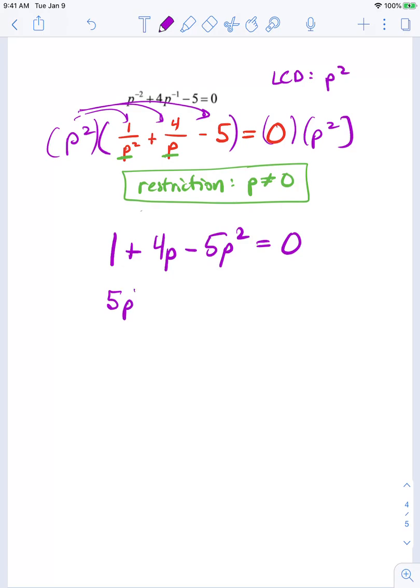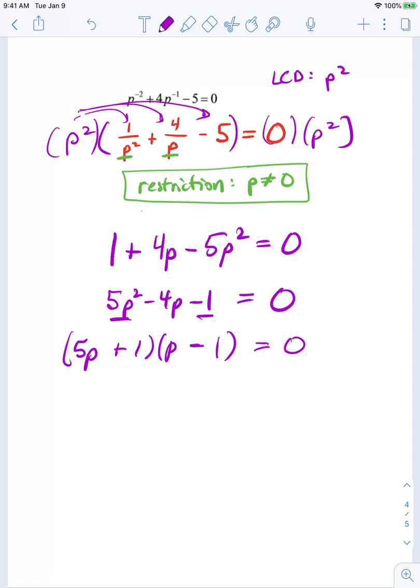Multiply through by negative 1. 5p squared minus 4p minus 1 equals 0. And then factor. 5p and p give me 5p squared, and 1 and 1 give me 1. I need one of those to be negative, so I want my negative 5p to be negative, and then plus p.